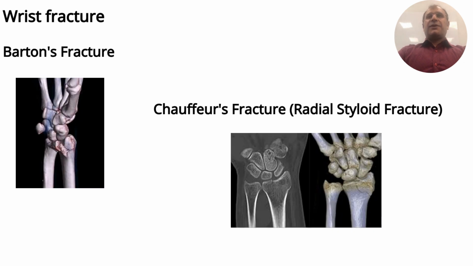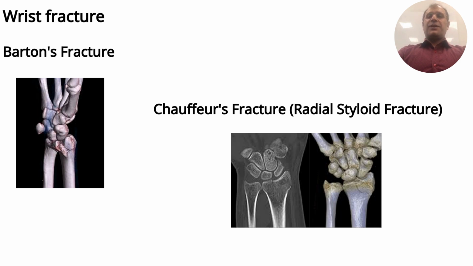Barton's fracture involves a fracture of the dorsal or volar rim of the distal radius, often accompanied by dislocation of the carpal bones. It is caused by a high impact force, such as a fall or a motor vehicle accident.